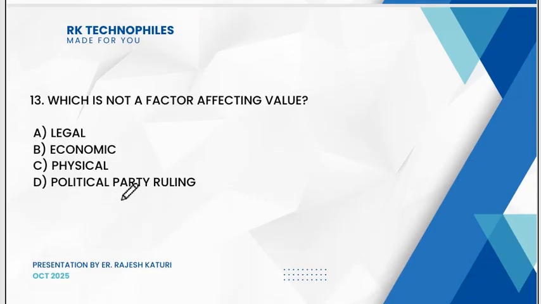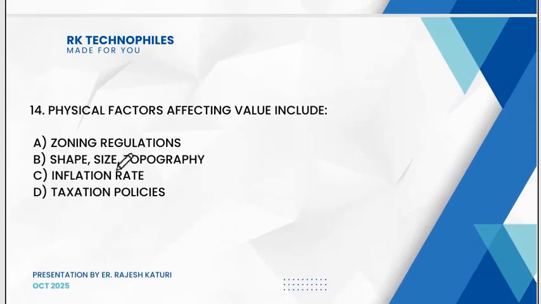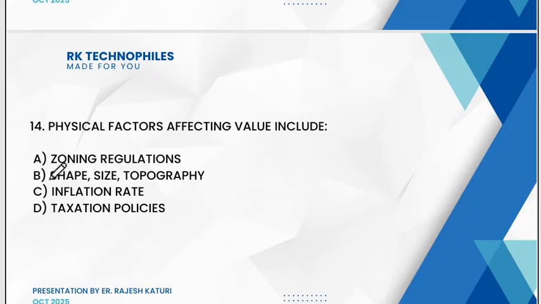Legal, economical, physical, political party ruling. So obviously the answer will be D. Physical factors affecting value include zoning regulations, shape, size, topography, inflation rate, taxation policies. Answer will be B. Shape, size, topography, physical, so on ground. Including shape, size, topography are physical factors, right?